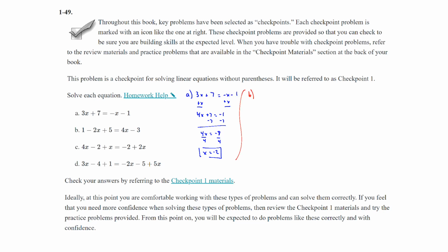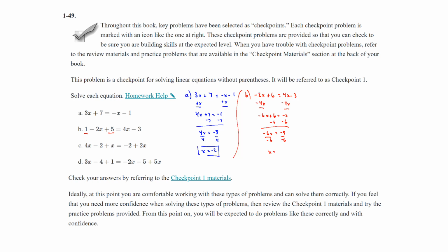B. It's similar, except now we have constants on the left side that can be combined. So I'm going to go ahead and combine those. That'll be -2x plus 6. It's a +5 and a +1. And then basically we're back to what we did on problem A. So I'm going to subtract the 4x. -6x plus 6 is equal to -3. Subtract the 6 to get the constant on the right, and then divide by -6. So 9 divided by -6 is, whoops, sorry about that, 3/2 or 1.5.